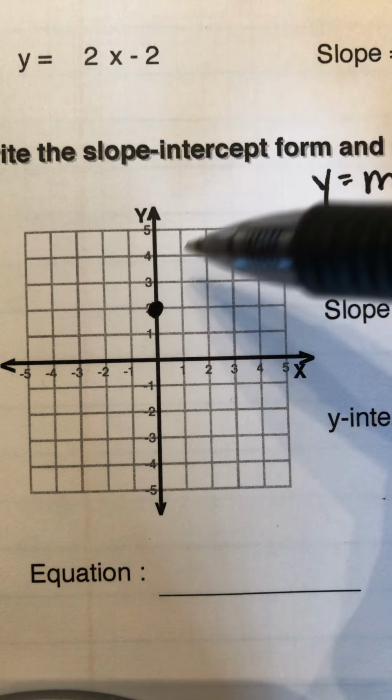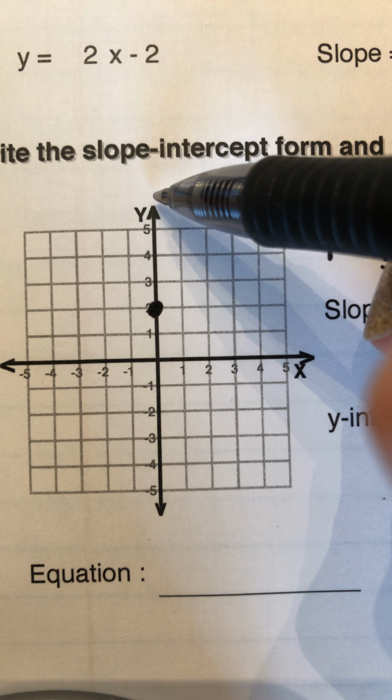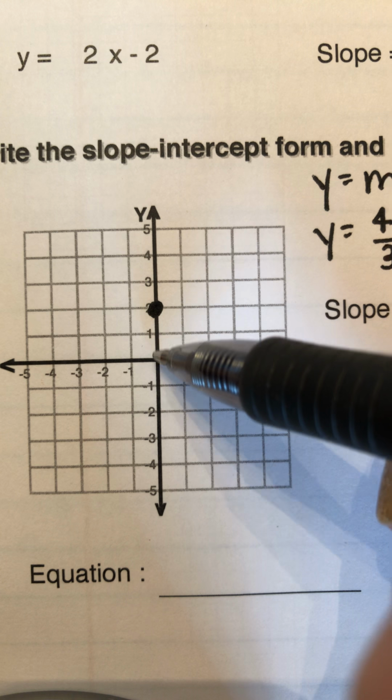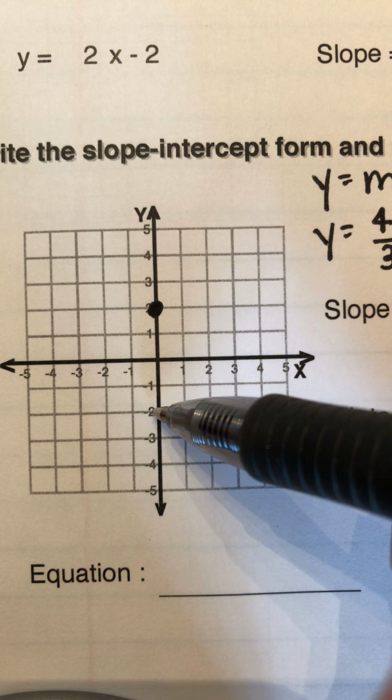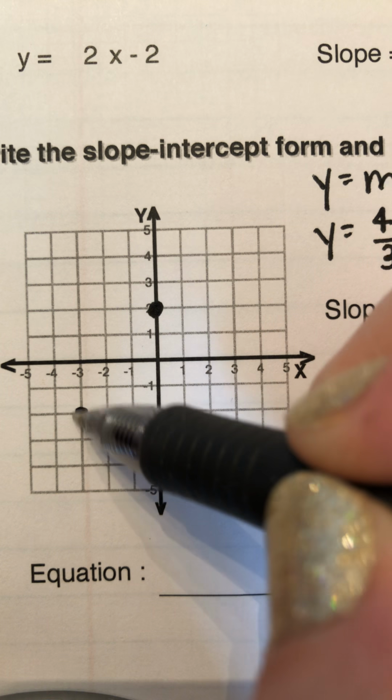So I'm going to try and go up 4, 1, 2, 3, 4, and I can't. So if you cannot go up 4, you're going to have to do the opposite and go down 4, left 3. So I'm going to go down 4, 1, 2, 3, 4, and then go to the left, 1, 2, 3, and make my point.